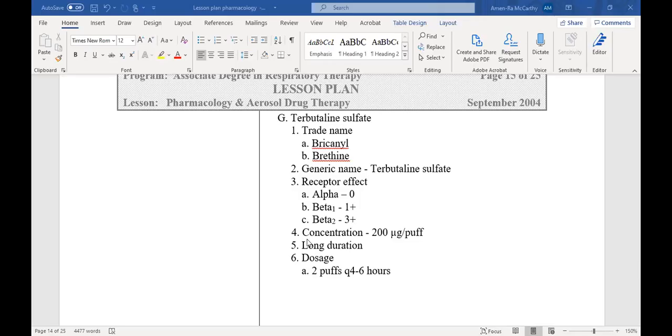Concentration, look at this one. The concentration of that one is 200 micrograms per puff. Per puff, so this one is not an aerosol. This one's an MDI, the little pumper, right? This medicine is given as an MDI, which is a metered dose inhaler.